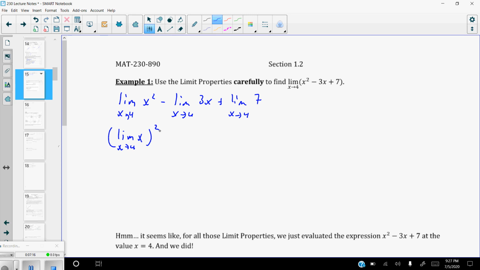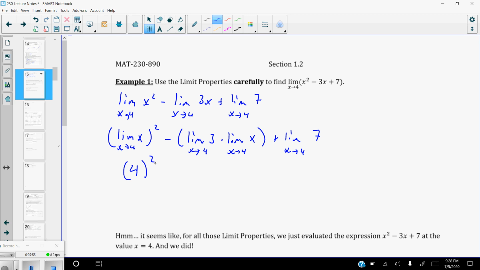That's one property. And the second one, those two things are being multiplied. It says what I'm allowed to do is take the limit as x approaches 4 of 3 and multiply that by the limit as x approaches 4 of x. And then the last one just says I'm taking the limit as x approaches 4 of 7. All right, so the first one was the property which had the exponents on it. The limit as x approaches 4 of x is just going to be 4. But then I can square that result.